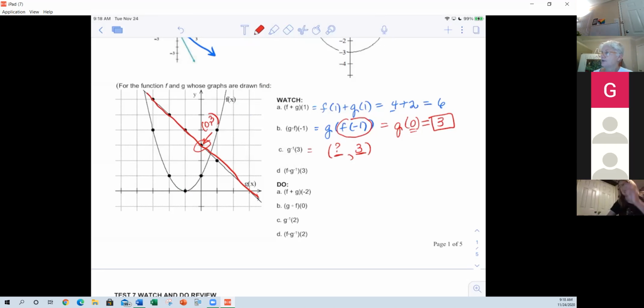So what is the inverse, g negative 1 of 3? Because we're starting with the y and we're finding the x anytime we have that negative 1 in there. So we started with 3, and the x value that is attached to it would be 0. So g negative 1 of 3 is 0.